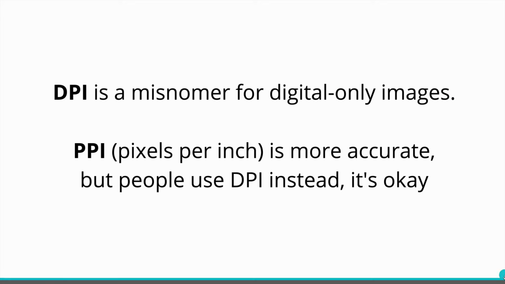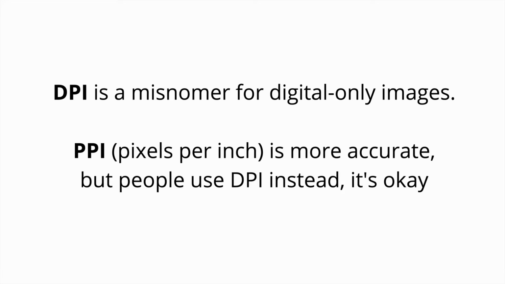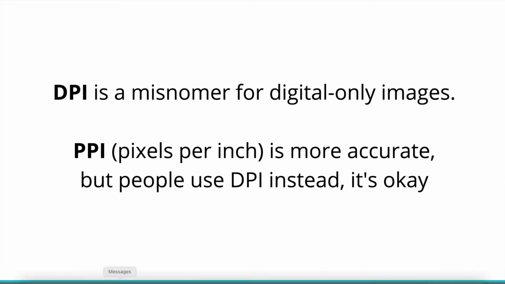And really, because some people are sticklers for this, I mean, Amazon says DPI, it's a misnomer for digital only images. There are no dots to be printed, but PPI is actually the more accurate term, pixels per inch, but people use DPI instead. It doesn't really matter. Not a big deal. Just explaining in case it ever comes up for you.